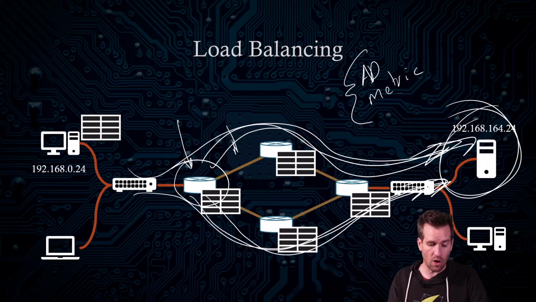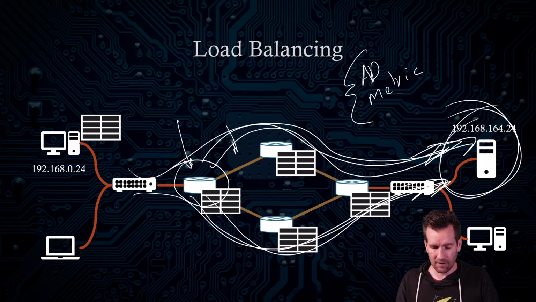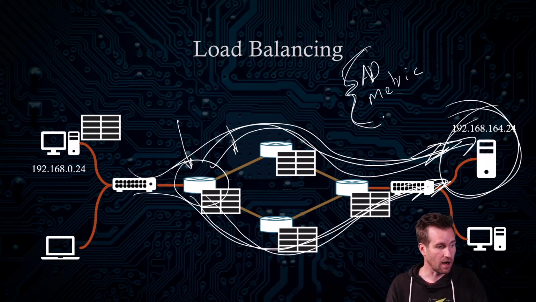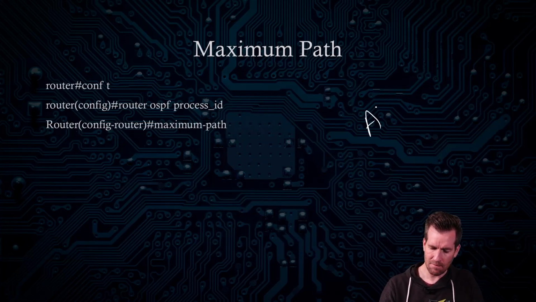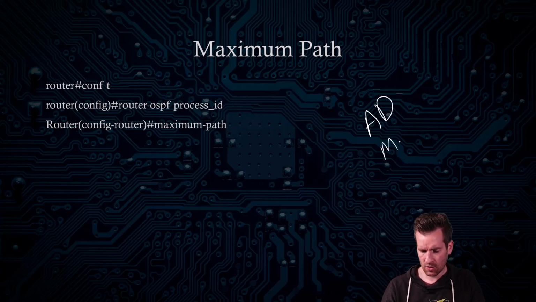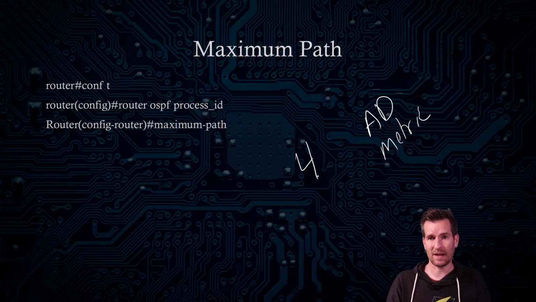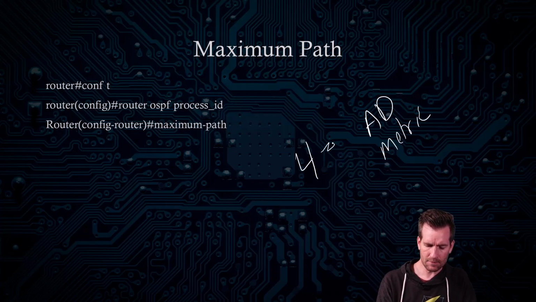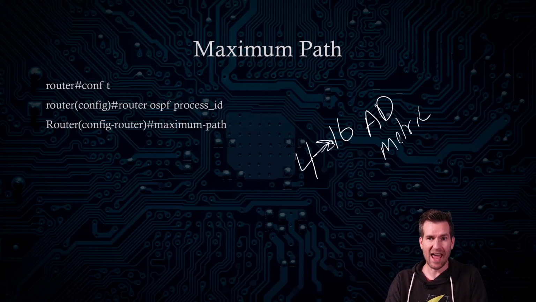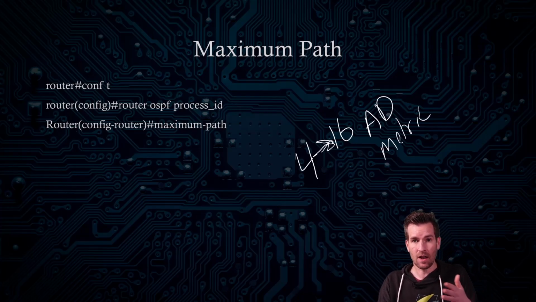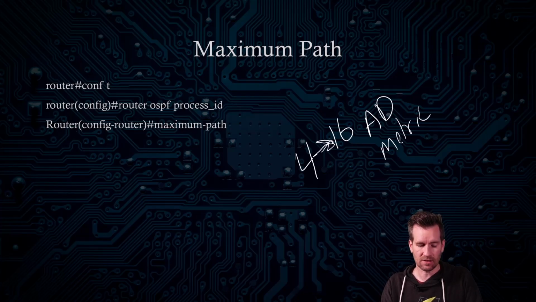In fact, it will actually load balance up to 4 different routes by default, provided that the AD and the metric are the same. By default, OSPF, as long as the administrative distance and the metric are the same, can load balance up to 4, and that's just by default. It can actually go up to 16 different routes that it can load balance between. And other routing protocols have similar limits and similar defaults.